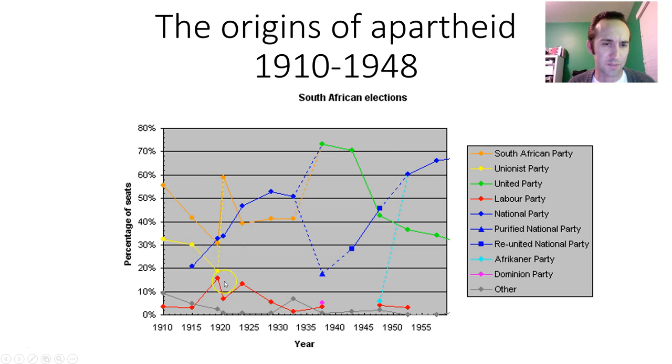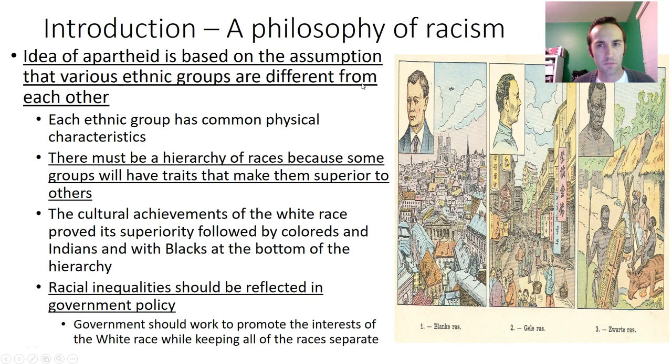And it's a windy path through several different governments, as you can see in this chart, as we see different governments rise and fall over time, until eventually, in blue, we see the National Party take over and really dominate throughout the time of apartheid. And so let's break down this philosophy of racism, how they came to this belief.